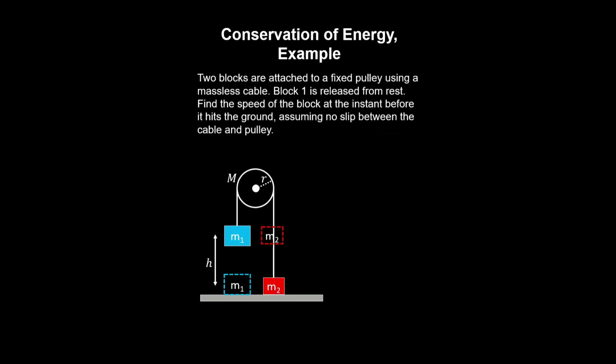Two blocks are attached to a fixed pulley using a massless cable, and block 1 is released from rest. Find the speed of the block at the instant before it hits the ground, assuming no slip between the cable and pulley. So applying a conservation of energy to the entire system, mass 1 has an initial potential energy, and that's equal to the final energy of the system before the blue block hits the ground. So for that to happen, mass 2 will move up a height h.